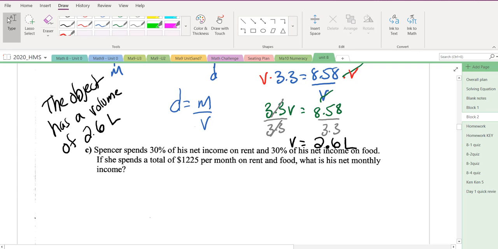Final question here. Spencer spends 30% of his net income on rent, 30% of his net income on food, and, oh, I think there's a typo here. They're talking about he, then they change the pronoun to she. So if he spends a total of $1,225 per month on rent and food, what is his net monthly income?